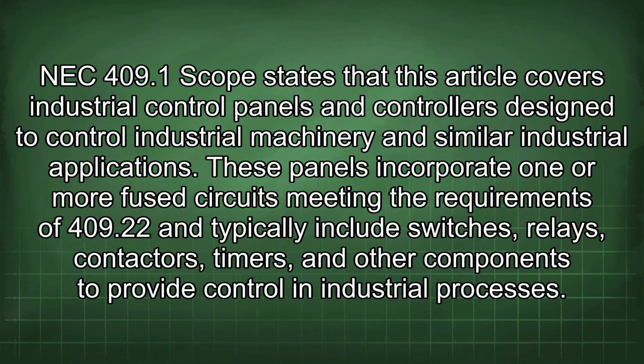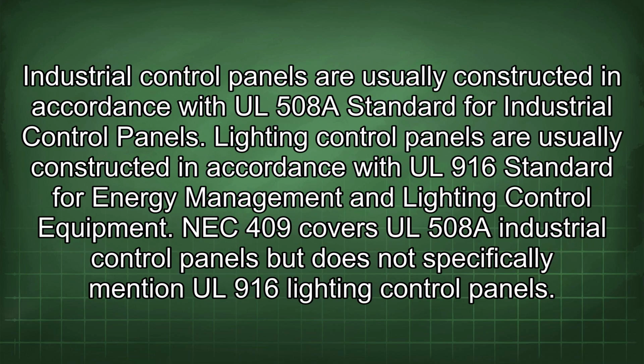NEC 409.1 scope states that this article covers industrial control panels and controllers designed to control industrial machinery and similar industrial applications. These panels incorporate one or more fused circuits meeting the requirements of 409.22 and typically include switches, relays, contactors, timers, and other components to provide control in industrial processes. Industrial control panels are usually constructed in accordance with UL 508, the standard for industrial control panels.